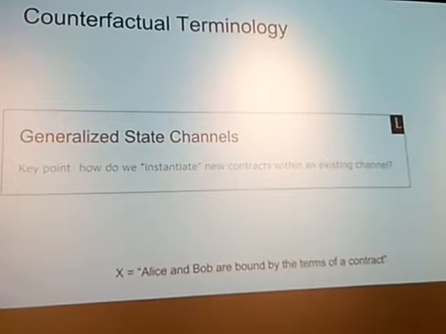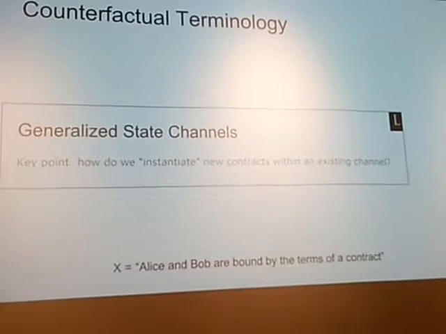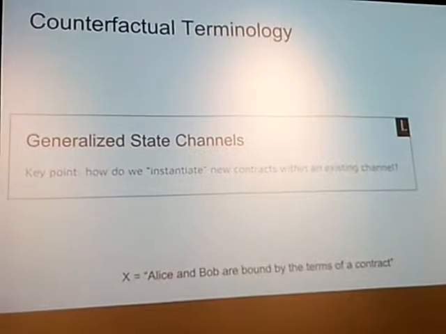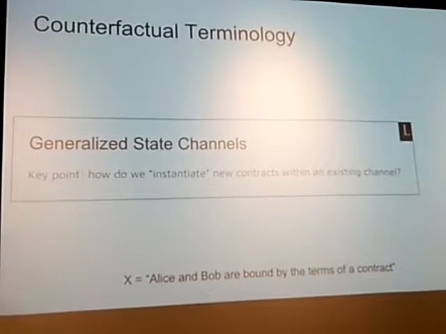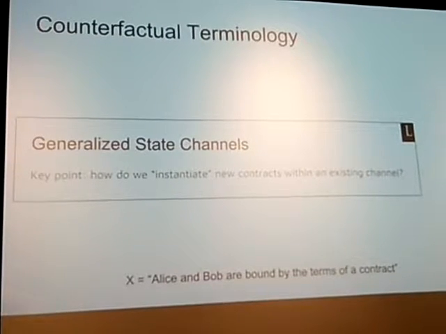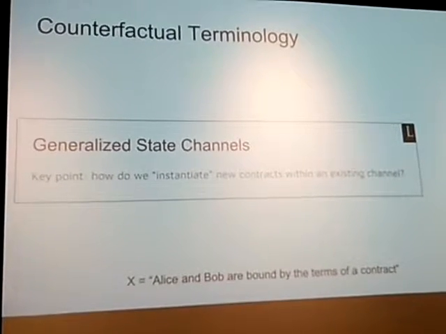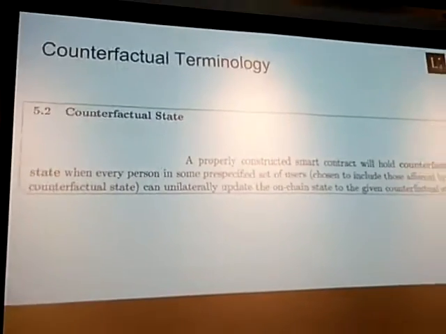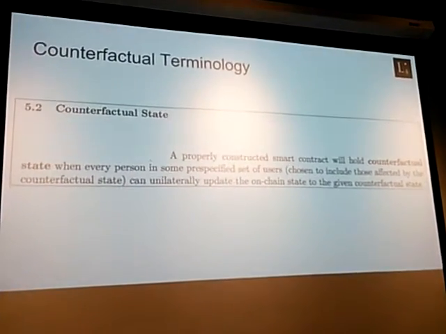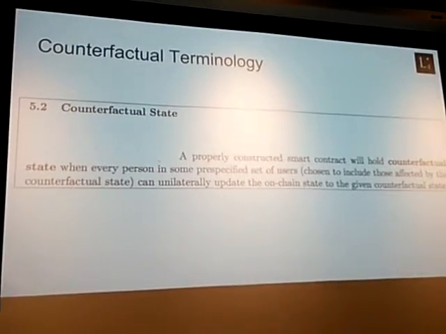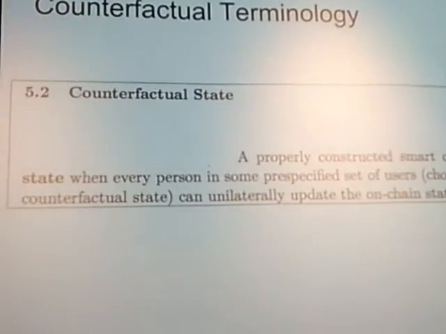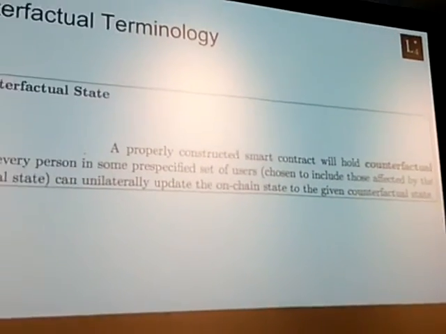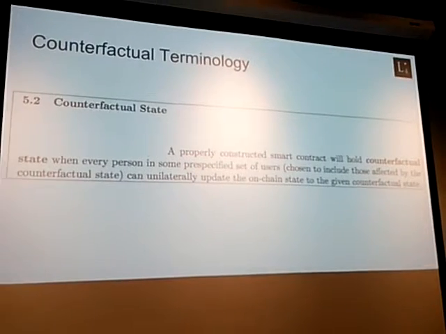So the next part of my talk, I'll move on into a bit of the details of the specific constructions that we chose to use. So I went through some of the tools that enable us to build really powerful state channels, and I'll go through now how we actually build those channels. So the first thing we introduce is a concept called counterfactual state. A smart contract contains counterfactual state when every person in the channel can unilaterally update the on-chain state to the given counterfactual state. So this is kind of the off-chain analog of storage.